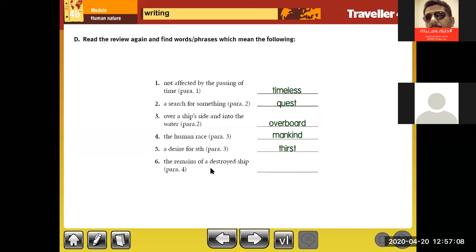And number 6, the last one. The remains of a destroyed ship in paragraph 4. What is it, Abdulaziz? Shipwork. It's shipwreck. No W, Abdulaziz, okay? Shipwreck. When you have W plus R, don't pronounce W. We say shipwreck. Okay?